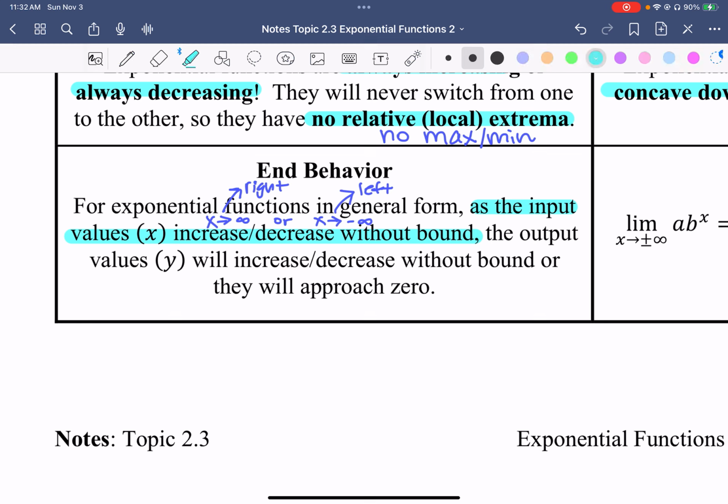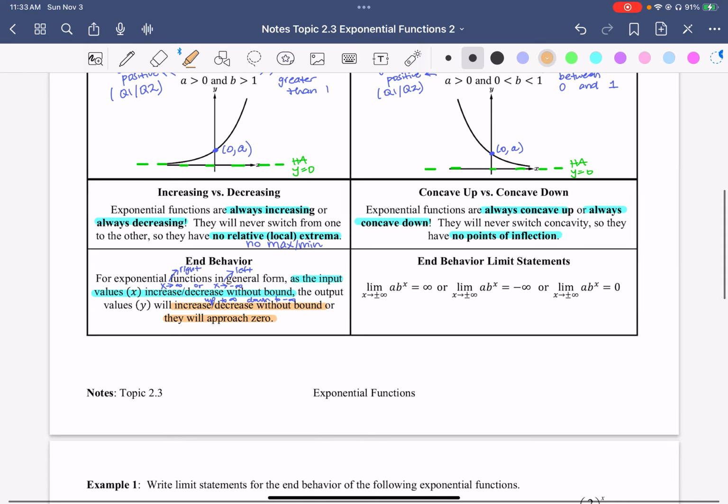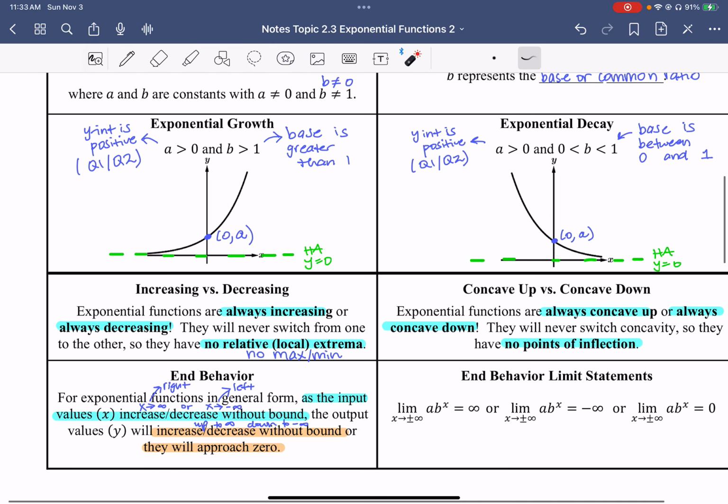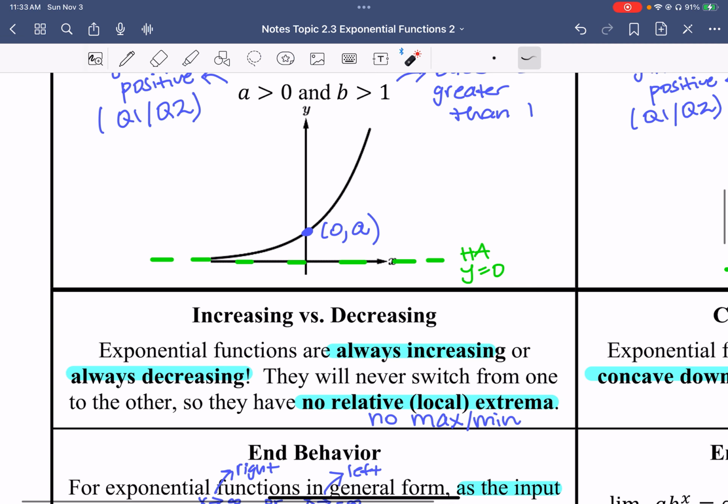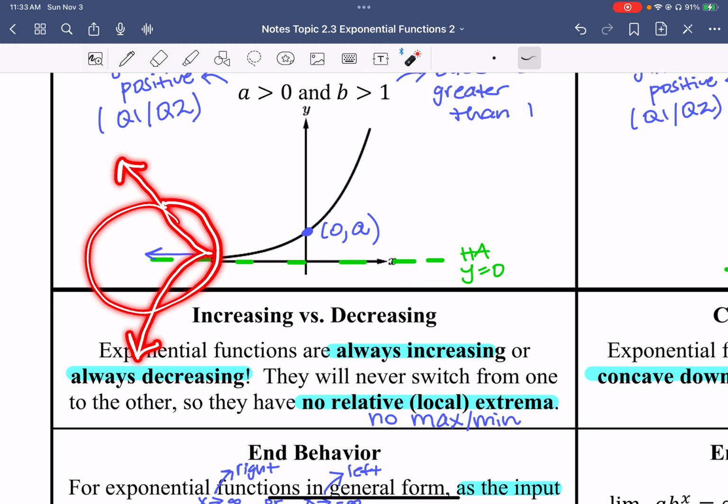Okay, and then when it says that output values increase or decrease without bound, that means that the y values are either going up to positive infinity or down to negative infinity. Okay, so as you go to the left or right, you can go up or down to infinity, or you can approach 0. Okay, so that's also an option. So let's look at the exponential growth. So as I'm going to the left, okay, as I'm going over here, notice that this part of the graph, it doesn't represent that it's going up or down all the way to the left.